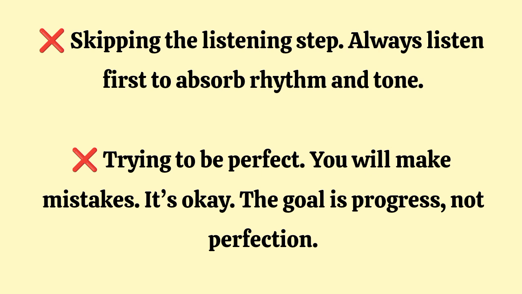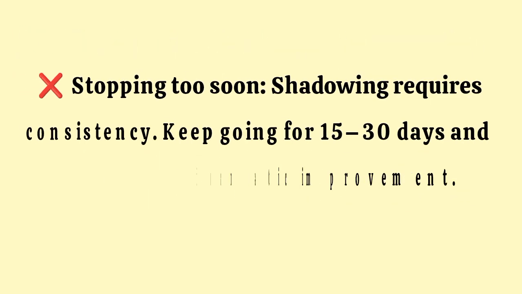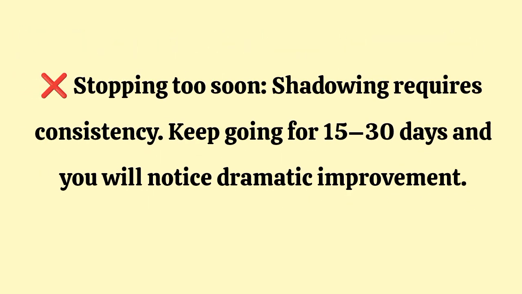Trying to be perfect. You will make mistakes. It's okay. The goal is progress, not perfection. Stopping too soon. Shadowing requires consistency. Keep going for 15 to 30 days and you will notice dramatic improvement.